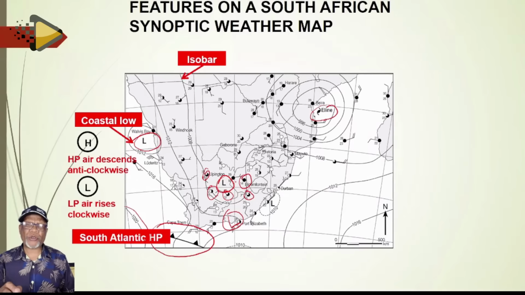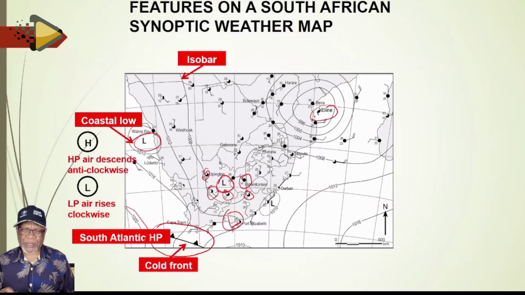And you must know the air circulation around the high pressure cell is anti-clockwise in the southern hemisphere, but the air circulation is clockwise for low pressure in the southern hemisphere, and the opposite will be correct when you go into the northern hemisphere. There, an anticyclone will be clockwise and the cyclone will be anti-clockwise.